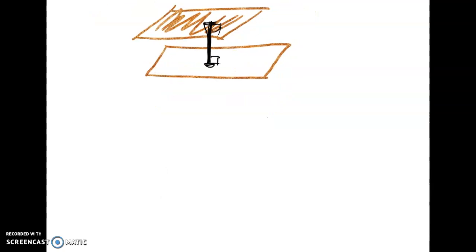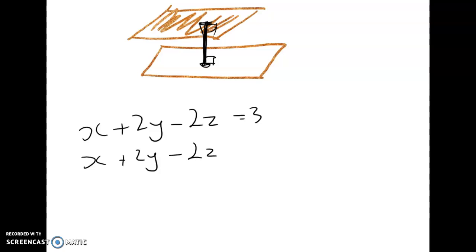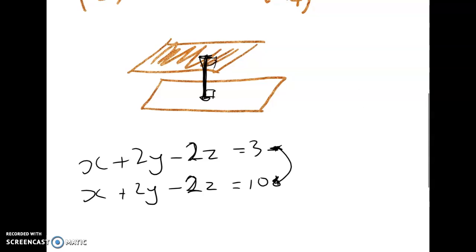What are my two planes? The two planes that I gave you were x plus 2y minus 2z equals 3, and x plus 2y minus 2z is equal to 10. Now, don't be tempted to think that the distance between them is going to be 7. It's not quite that simple. But what we can do is use the skill in the first half of the video, which is that we can find an arbitrary point on one plane and then figure out how far it is to the other plane.